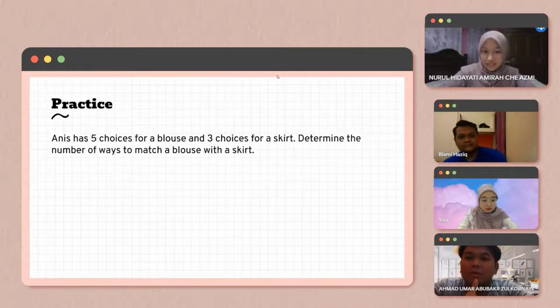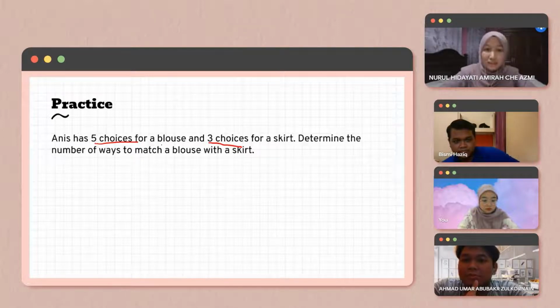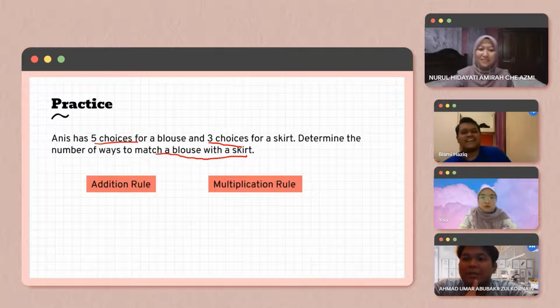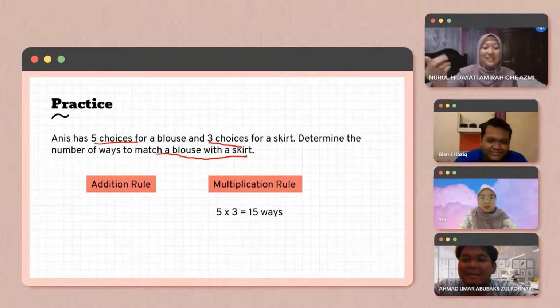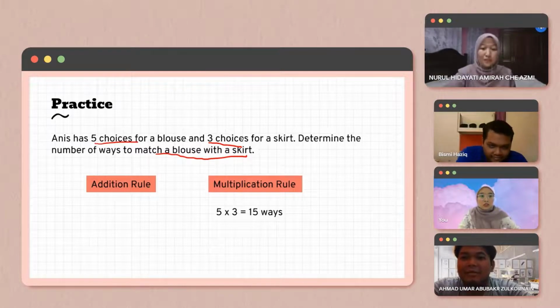Second, Anis has 5 choices for a blouse and 3 choices for a skirt. Determine the number of ways to match a blouse with a skirt. We apply multiplication. Good, I think you understand. We just multiply it, so 5 times 3, we get 15 ways.